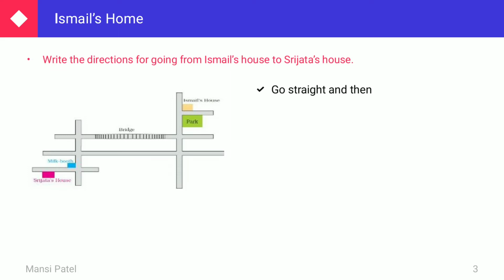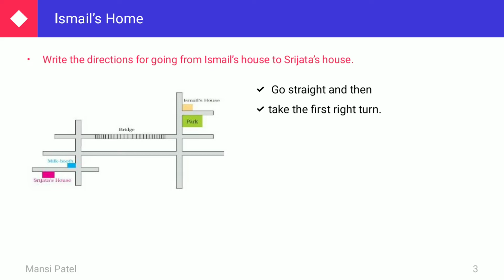So from Ismaili's house, what do we have to do? We have to go straight. Here we are going straight. After that, if you are here, then this is your right hand side and this is your left hand side. So after coming out from Ismaili's house, you have to take the first right turn.